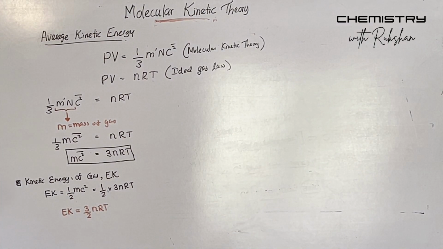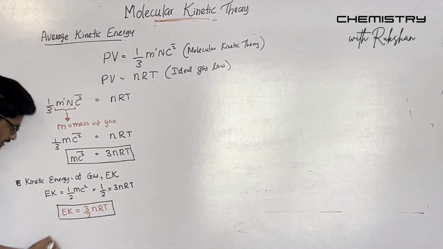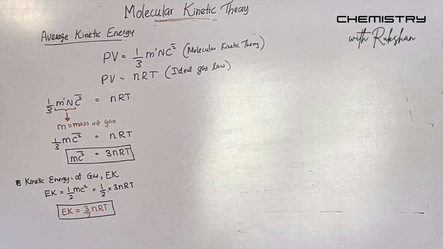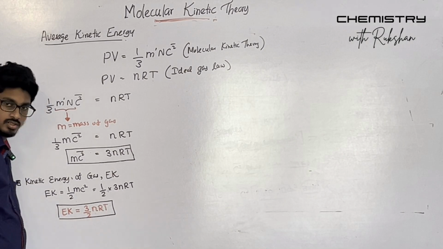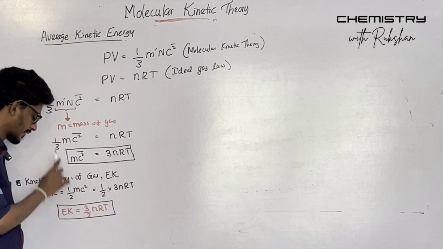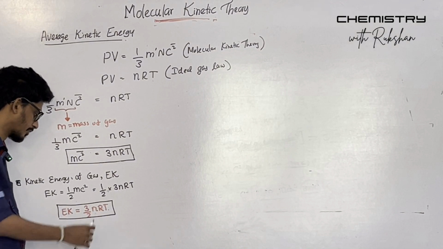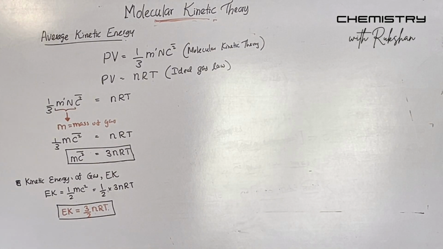So you clearly see the kinetic energy will depend on two things: the number of moles of gas and the absolute temperature of gas. When the absolute temperature is high, the kinetic energy is high. When the number of moles is high, the kinetic energy will be high.